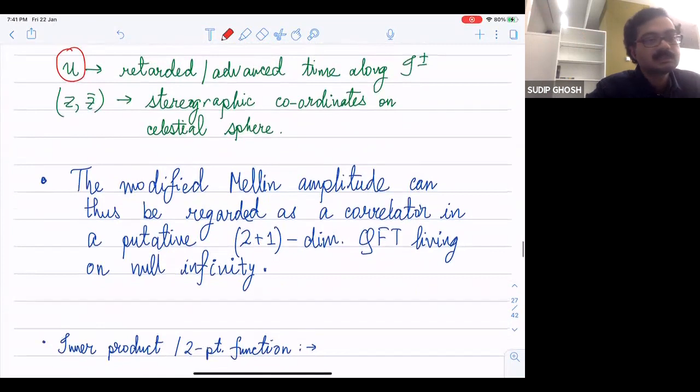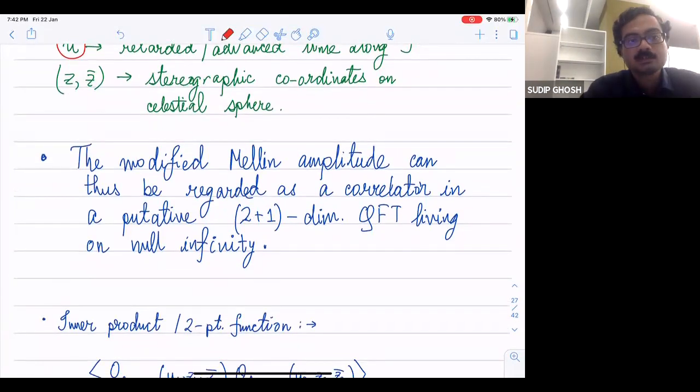Right. So the difference from the standard Mellin transform is the following: in the standard Mellin transform, we interpreted that object as being a correlation function in two-dimensional conformal field theory on the celestial sphere. But the way we defined these modified Mellin amplitudes, it's more natural to think of them as correlation functions in a 2+1 dimensional theory, which would be the dual description of quantum gravity in the 3+1 dimensional bulk spacetime.